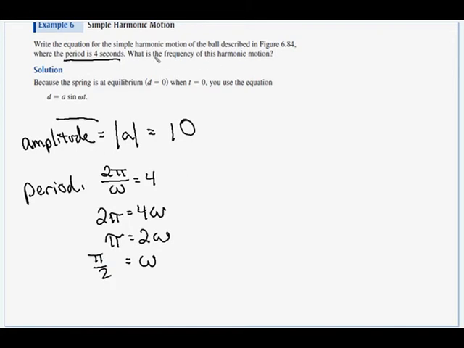And they were asking us to find the frequency. Remember, frequency is where we turn the period upside down. So the frequency is omega over 2 pi.